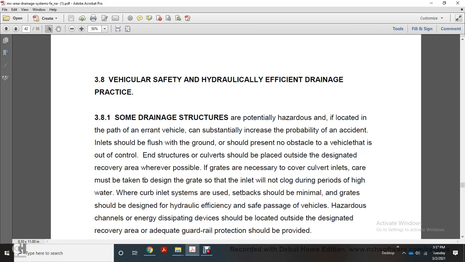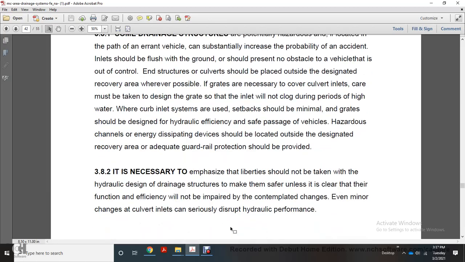Care must be taken in the design of the grate inlet with the neck line during periods of high water. The curb inlet system setback should be minimal, and it should be designed with hydraulic efficiency for safe passage of vehicles. Headwalls and channels with energy dissipating devices should be located outside of the designated recovery area. Adequate guardrail protection should be provided.